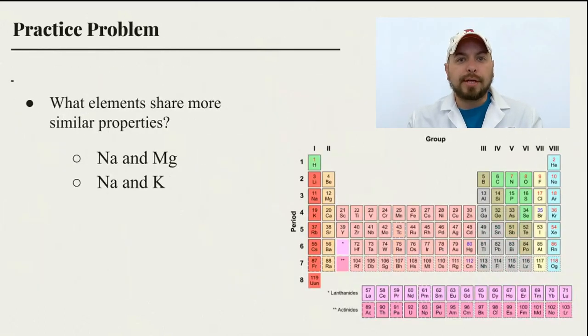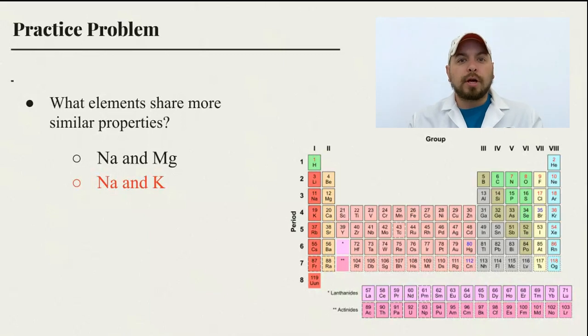Now that we've had a chance to look at how different groups are created on the periodic table, let's just take a second to think about this in a practice problem. So here I've given you two pairs of elements, and I want you to tell me, based off of what you know, which ones share the most similar chemical properties. The first pair is sodium and magnesium, and the second pair is sodium and potassium. So which of these two pairs would share the most similar chemical properties? Well, it's going to be the sodium and potassium. And the reason is because, as we have said, they are in the same group, the same column.